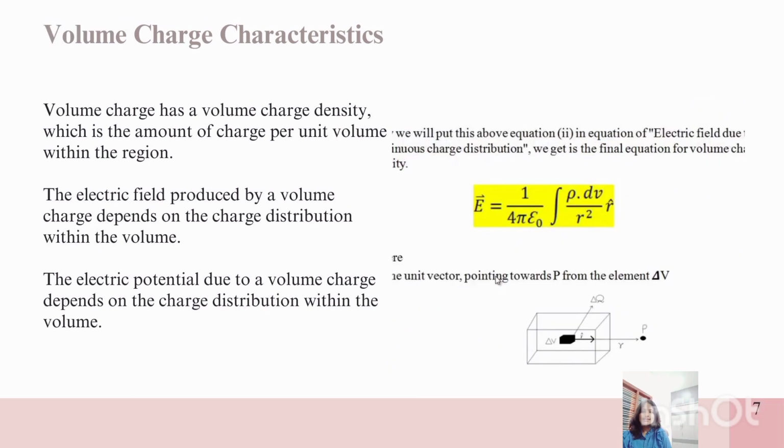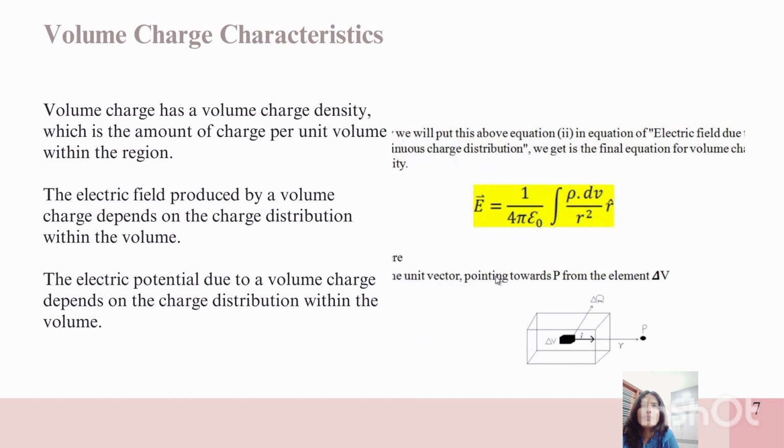Now let's see about volume charge characteristics. Volume charge has a volume charge density, which is the amount of charge per unit volume region. The electric field produced by a volume charge depends on the charge distribution within the volume. The electric potential due to a volume charge depends on the charge distribution within the volume.